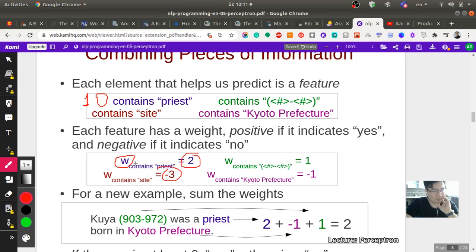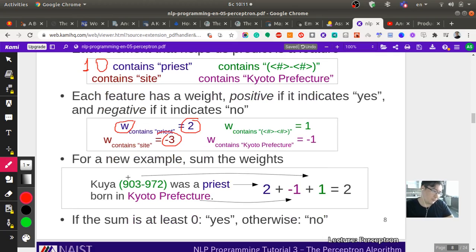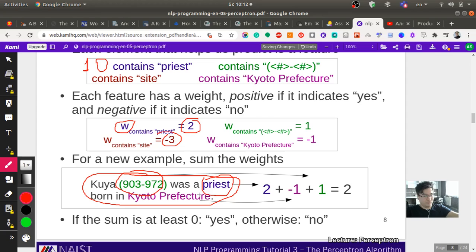There are some weights which are prepared before for you, and you can use them. For example, here we have a new example. It is a very special example because it contains many features from two documents, a mix of them. It contains some year, and it contains priest, profession, and Kyoto Prefecture.